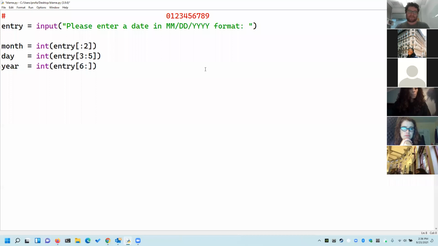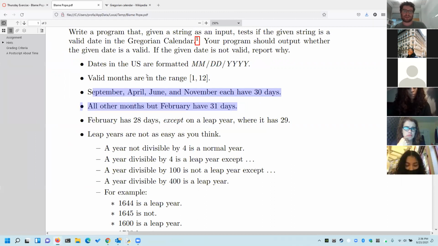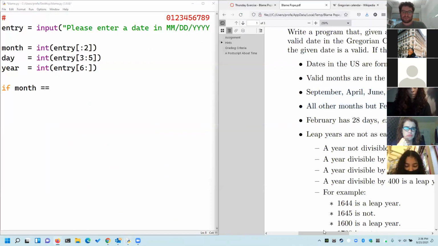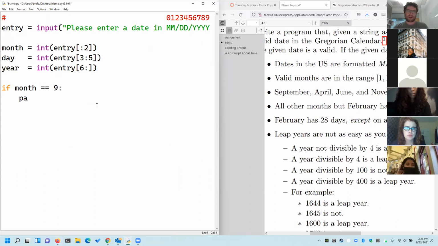For instance, I could say, if month is September, so if month is equal to 9, and what I'm going to write here is pass. What pass means is that, yes, this block is indented and there's nothing in here yet, but please pass over it and leave it for later. I am just still in the process of writing my code.